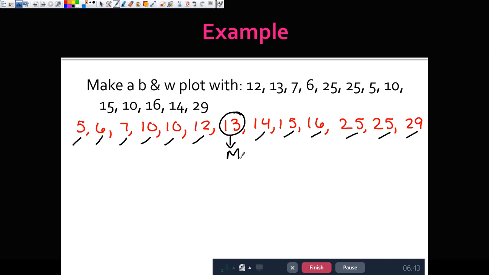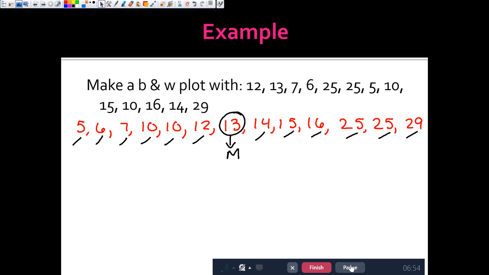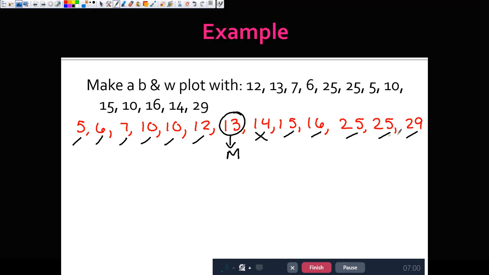Okay, now we need to find our upper quartile, which is the median of the upper section. We're not going to include 13 because it is the median value. All right, so we're going to find our median here. I'm just going to make a little X, and we have two numbers. When we have two numbers, we have to find the average, the in-between. So 16 plus 25, and then divide that by 2. And you should get 20.5, which will give me my upper quartile.